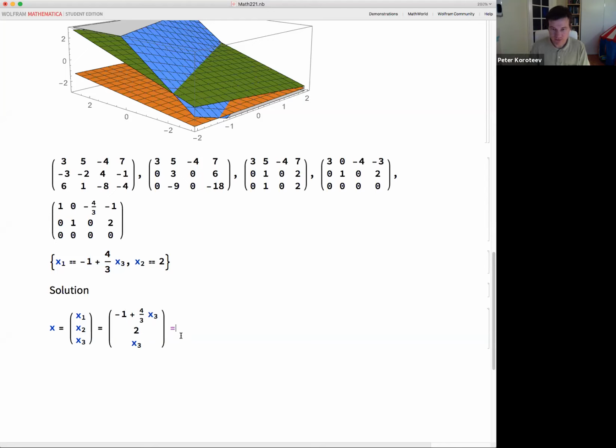Now let's simplify it. We can write it as a sum of two pieces. So first we take, let's write it as this: -1, 2, 0 plus 4/3, 0, 1, and here's x3, like that. And do you copy so far? Basically I split the solution vector into two parts, the one that contains x3, the free variable, and the one which does not contain it.